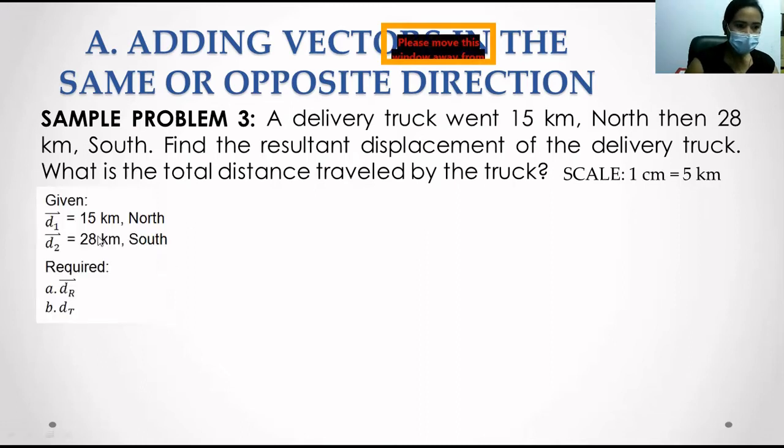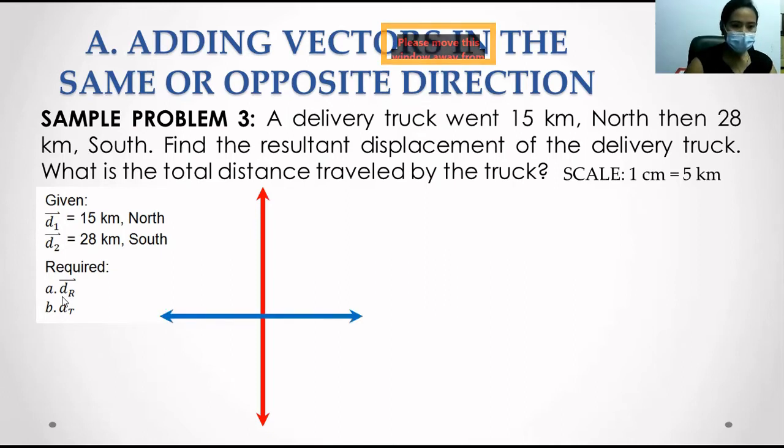So given in the problem are two displacements. Denote them with an arrow on top. Required are as follows. A, resultant displacement of the delivery truck, and B, total distance traveled by the truck. We have to take note that displacement is a vector quantity while distance is a scalar quantity. So first, let us draw our cardinal directions for the northern, southern, eastern, and western direction.